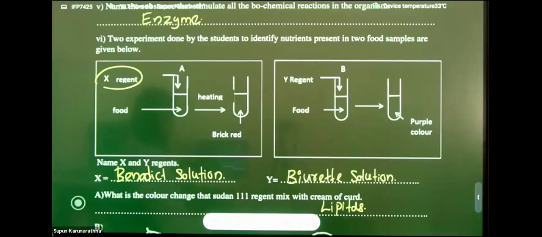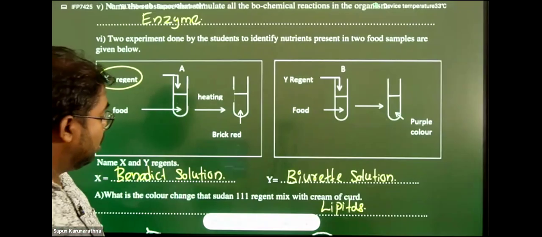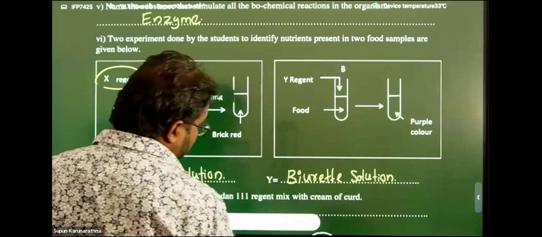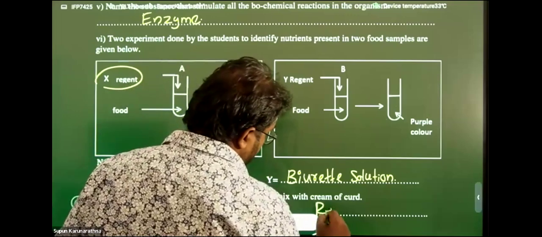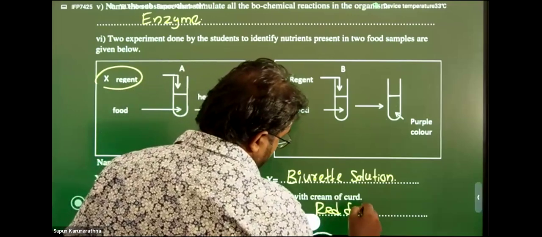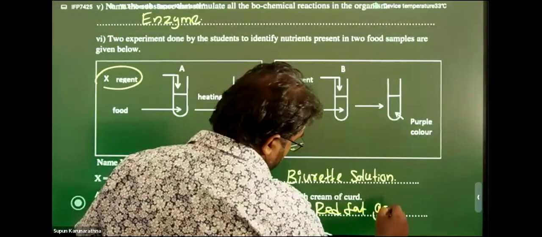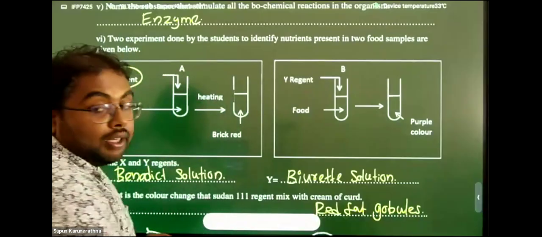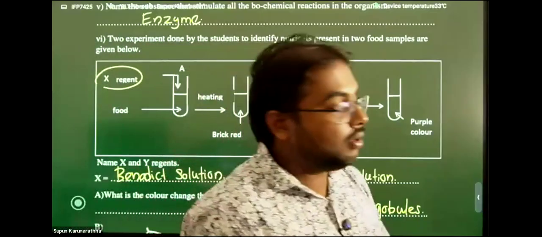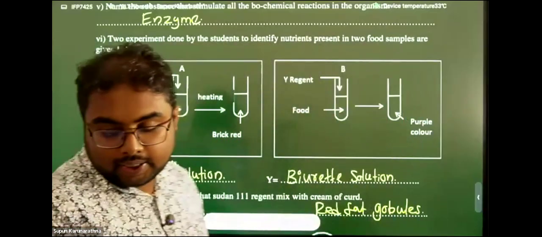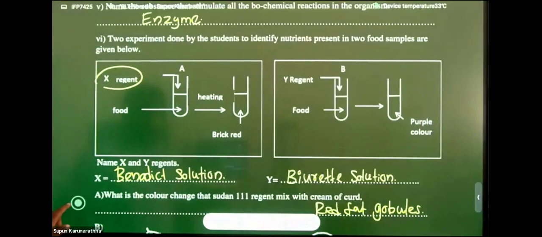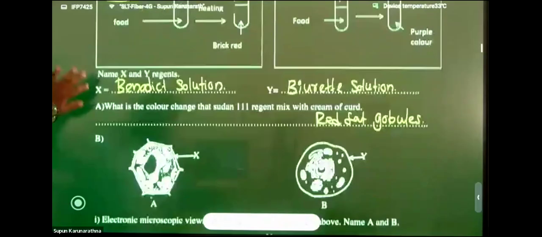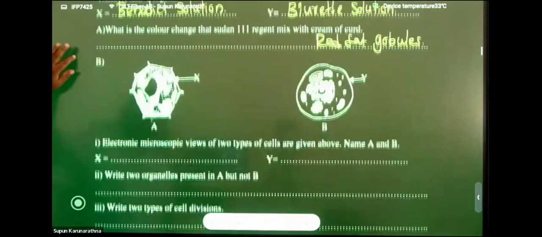Next, asking about the color change with Sudan III. The color change is the formation of red fat globules. Red fat globules. Good. Let's move to the next part, part B.